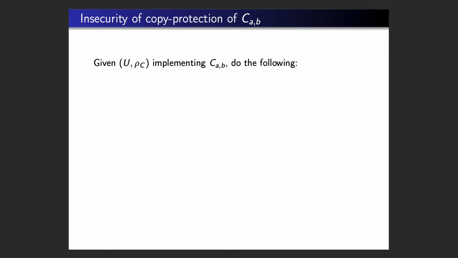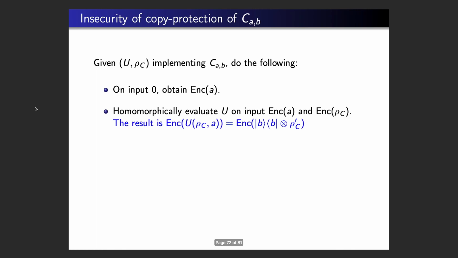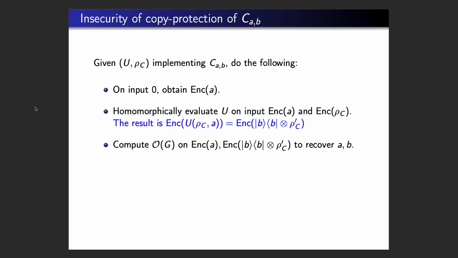So now let's see why copy protection for this class of circuits doesn't exist. Suppose we are given an implementation of C_AB. The adversary is going to be the same as before. It's going to obtain encryption of A by feeding in 0 to this implementation. And as before, it's going to obtain encryption of B and some residual state. Earlier we were stuck. We didn't know what to do with encryptions of A and B. But now that we have this obfuscated circuit, we're going to run this obfuscated circuit on encryption of A and encryption of B to recover A and B.